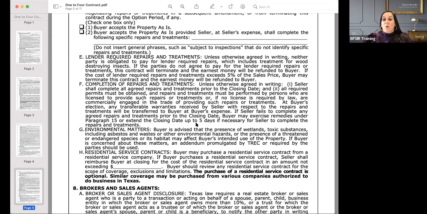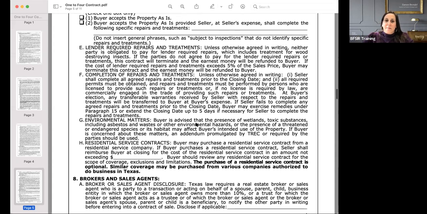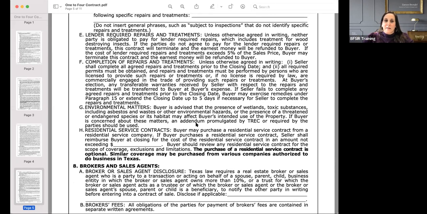If the seller says, no, I'm not doing that, and the buyer says, I'm not going to pay for it either, then the contract just terminates and the buyer gets their money back. If the cost of the repairs is more than 5% of the whole sales price, the buyer unilaterally has the right to say, I don't want this house. It has too many required repairs, and the buyer has the right to terminate there. Doesn't happen very often, but it's good to know that that's in there.